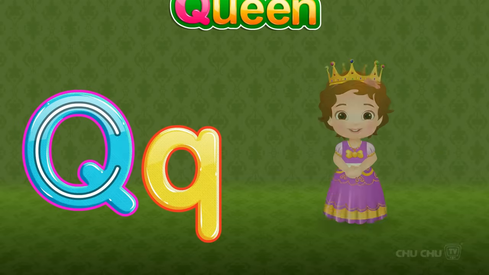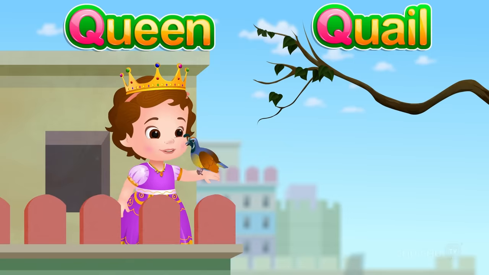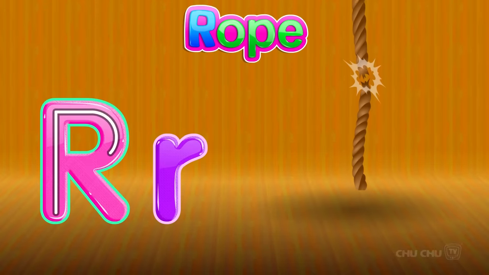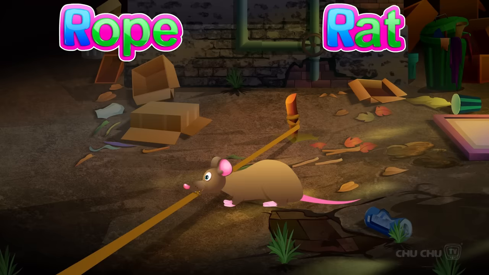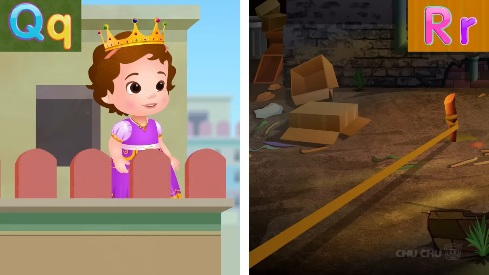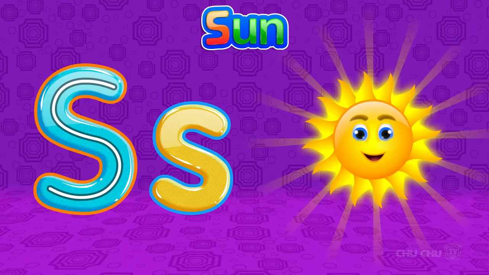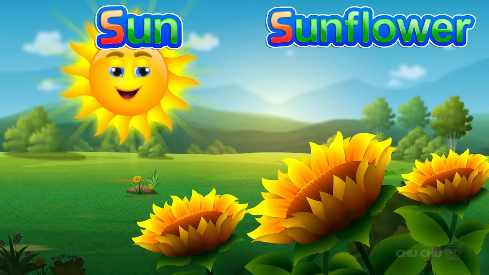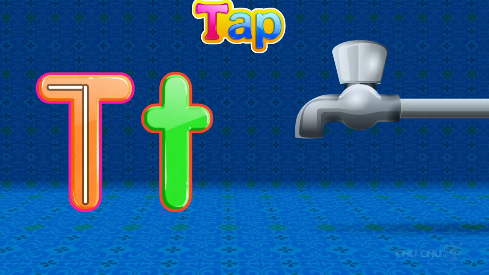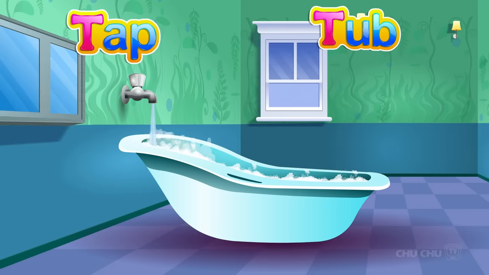Q for queen, Q for quail, Q. R for rope, R for rat, r. S for sun, S for sunflower, s. T for tap, T for tub, t.